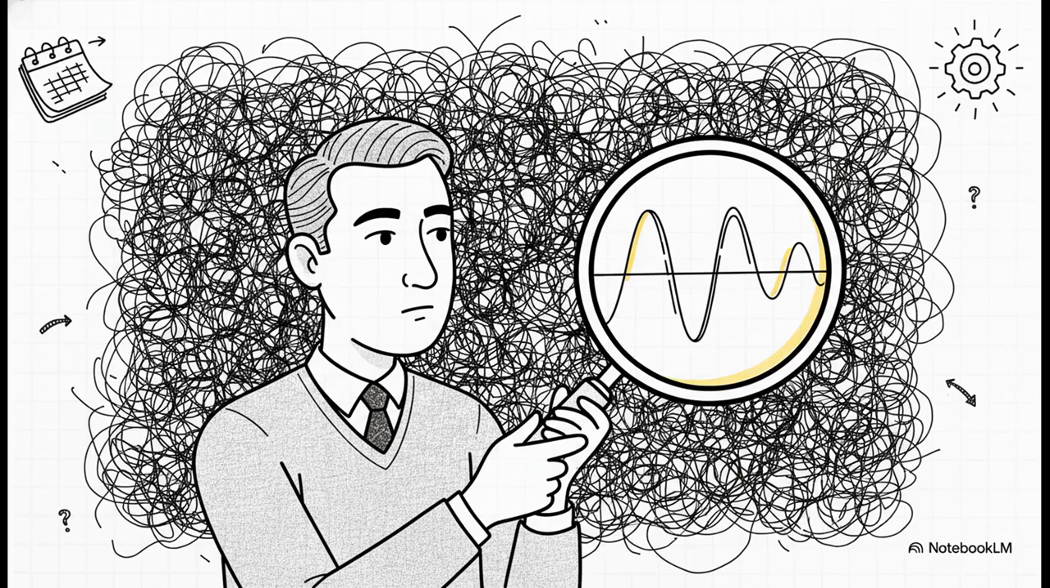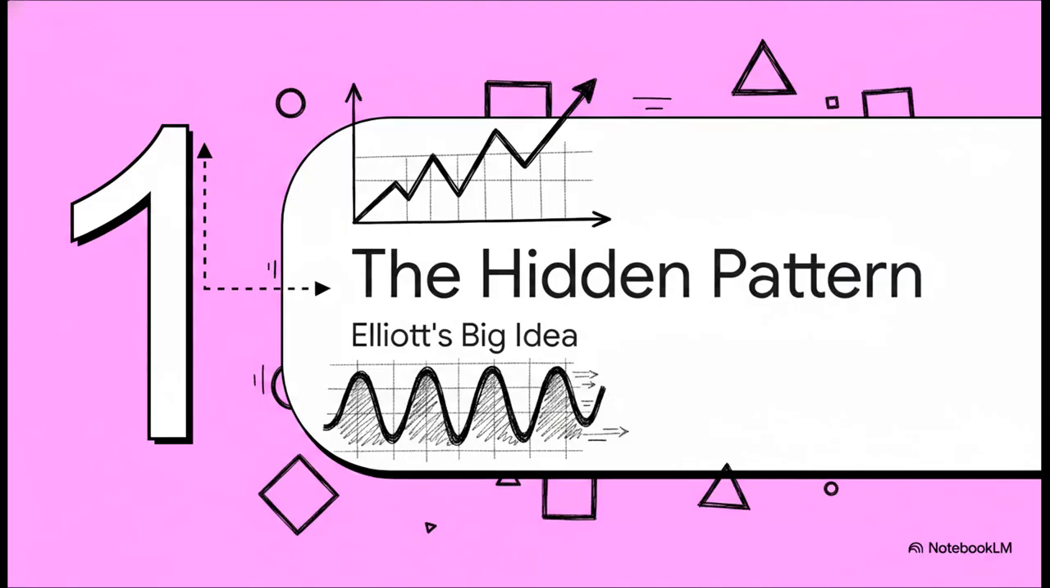So picture this. It's the 1930s. A guy named R.N. Elliott, an accountant of all people, gets this idea in his head. He starts digging through like 75 years of stock market data. And after all that work, he stumbles onto something huge, a hidden rhythm he believed could actually predict where the market was headed. So this brings us to the core of his big idea, the market's hidden pattern.